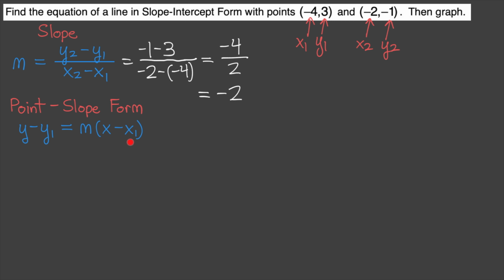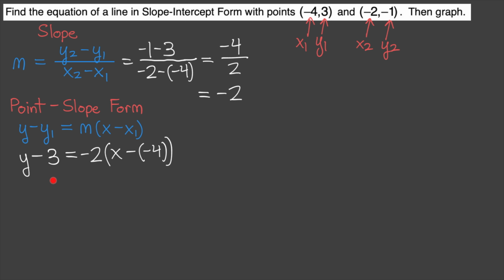So that's our m value. Now we can plug in either point, either (-4, 3) or (-2, -1) for x1 and y1 here. It doesn't matter which point you use, you will still get the right answer for the line. I'll just go ahead and use this point since we've already labeled it x1 and y1. So this y and this x stay as y and x whenever you use point slope form. So this will become y minus, and then y1 is 3, equals m. Remember, we just solved for our slope. Our slope is -2, times x, and then minus x1, which is -4.